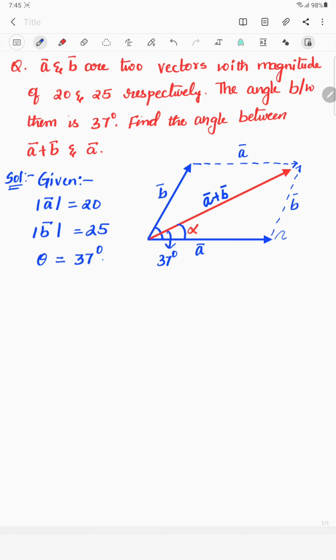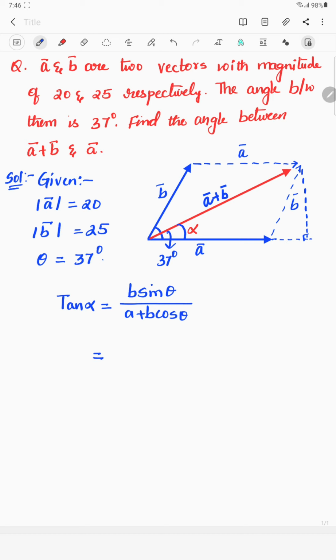Therefore just extend this A bar a bit and drop a perpendicular from B bar like this, and we will get a right angle triangle here. Already we have taken this one and we had a formula to find this. It is given by tan alpha is equal to B sin theta upon A plus B cos theta. Just substitute and you can get the value of alpha. So let us do this one.